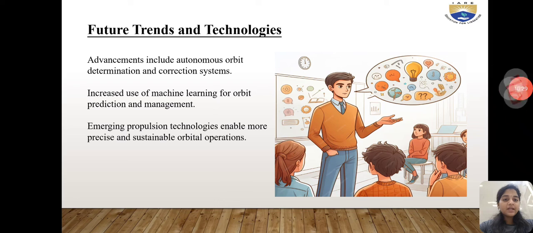Coming to future trends and technologies: advancements include autonomous orbit determination and correction systems, increased use of machine learning for orbit prediction and management, and emerging propulsion technologies that enable more precise and more sustainable orbital operations.